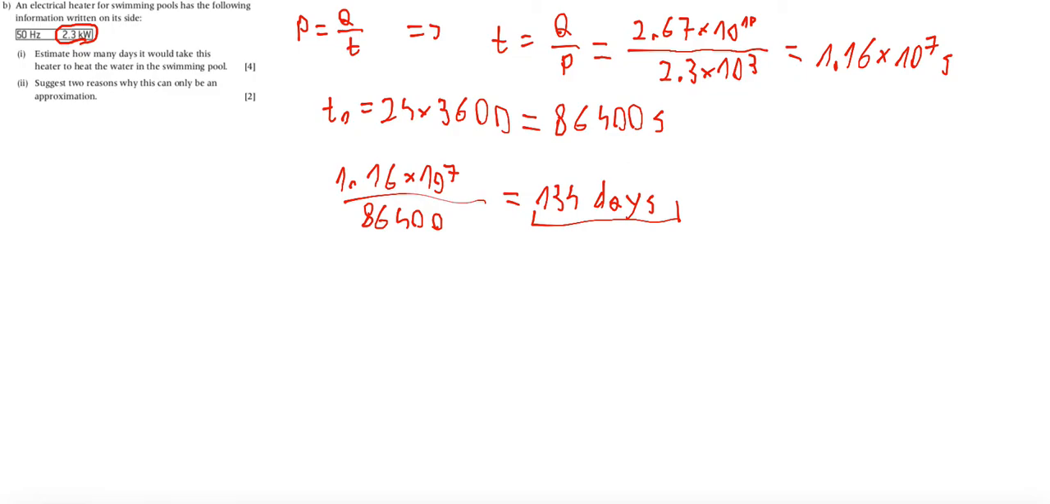And suggest two reasons why this can only be an approximation. Of course, first reason, as I was talking about, normally water evaporates, so this time should be different due to the evaporation effect. And second, we've assumed that all energy produced by the heater is transferred to the water in the form of thermal energy, so we have no energy which is lost. Okay, so that's the classical answer for estimation. Next exercise.